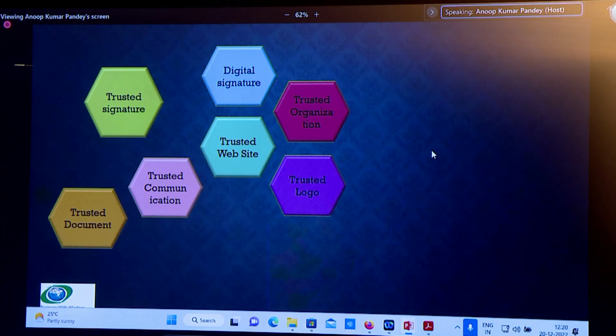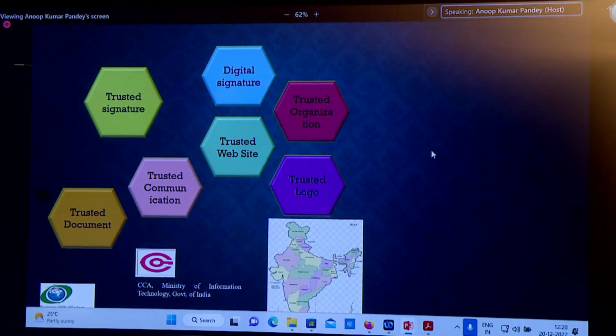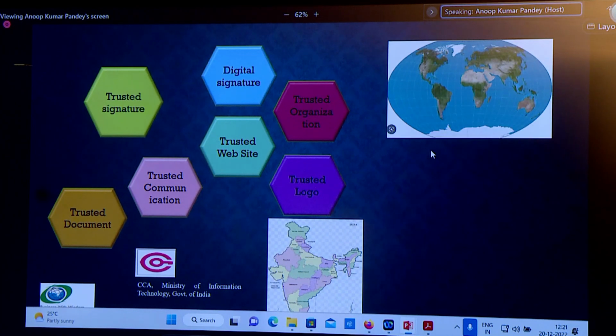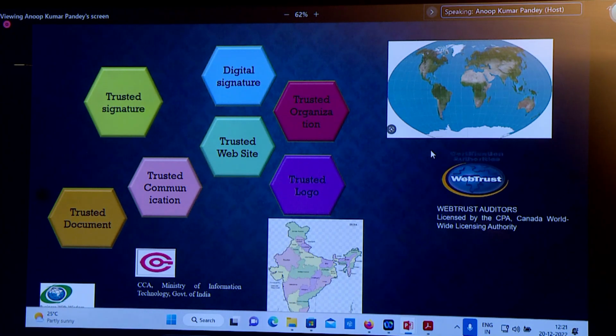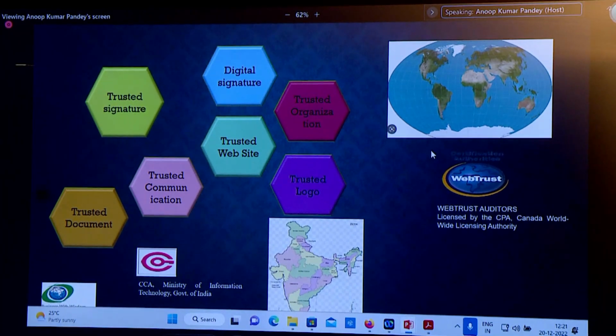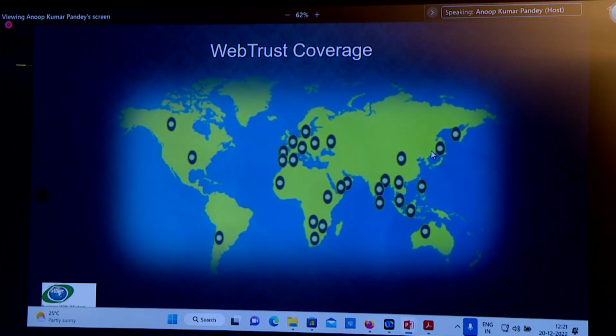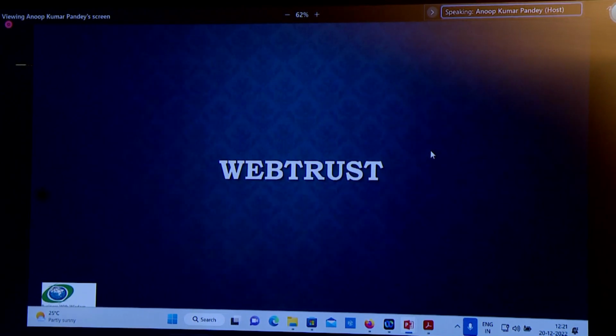Now for India, CCA is managing these trust certificates. But if you want to reach out globally, then we need to look at somebody else. Currently, worldwide, Web Trust is managing that trust certificate. So that's why we are looking into going beyond India. When we look worldwide, we need to look into Web Trust. So that's why Web Trust is coming into the picture, and that's why we are worried about how to get into Web Trust. If you look at the worldwide coverage of Web Trust, most of the countries are covered. So we are looking into getting India also into that. That's what we are aiming at.